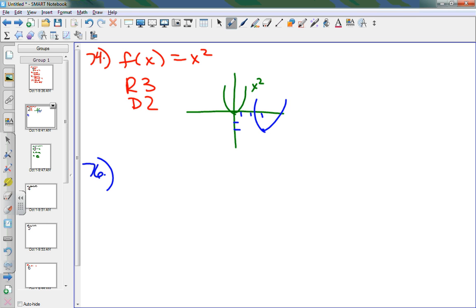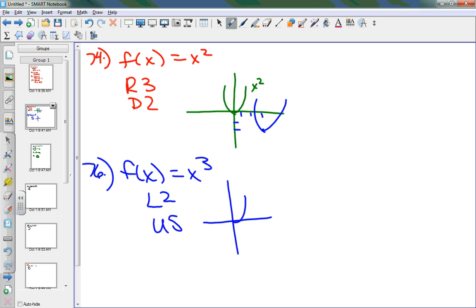76. Taylor, what's my parent function for 76? Sarah? It's x cubed. So f of x is equal to x cubed. And what's the transformation? It is going to be left 2, and then it's going to be up 5. Very good. So again, here's my x squared function, and I'm going to go to the left 2 units and up 5 to put me right here. Do we all see that?